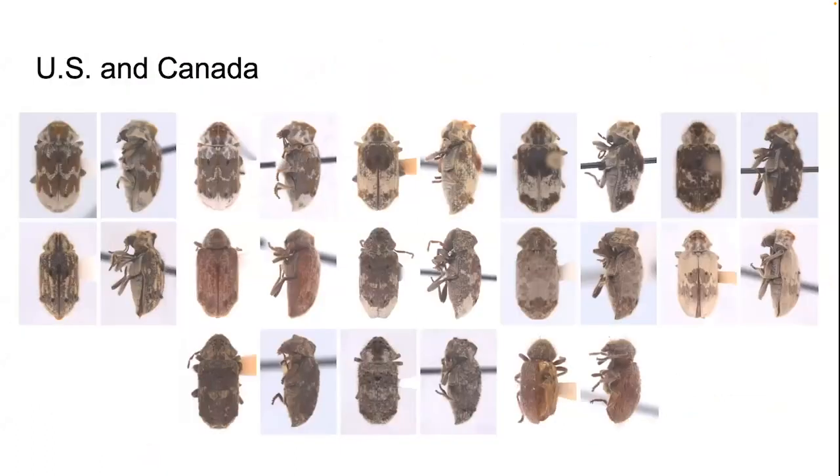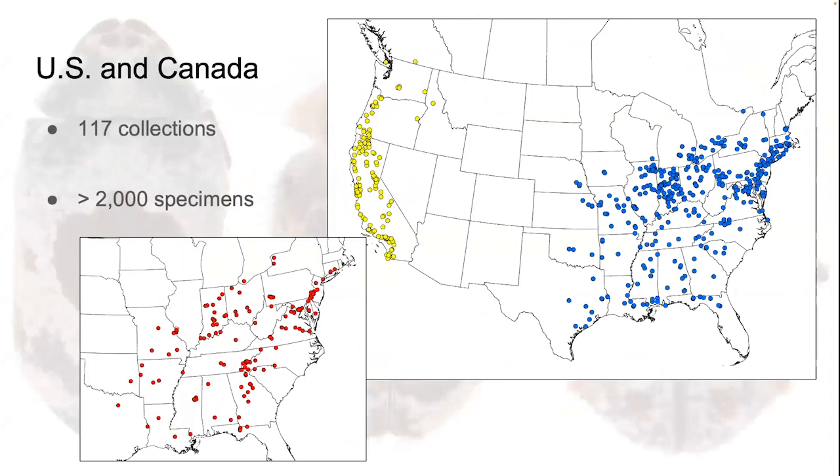And so for the US and Canada, these are the named and new species. A lot of them. And for the ones that are known, I've looked at 117 collections, borrowed a lot of stuff probably from a lot of people in this room. And those are distributions for three of the common widespread species. And I've looked at 2000 specimens and have their records. And so all that data is available.